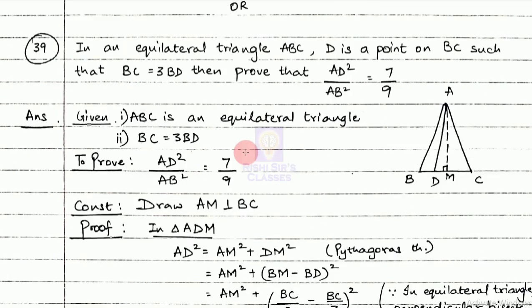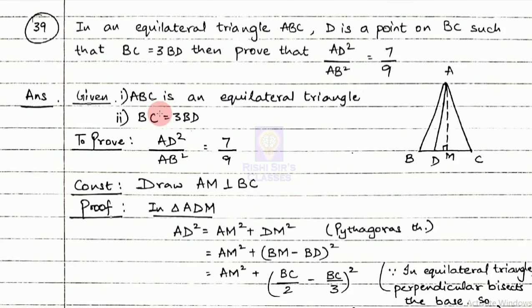Now the optional part is question number 39. In an equilateral triangle ABC, D is a point on BC such that BC is equal to 3BD. We need to prove that AD square upon AB square is 7 upon 9. This question is also from the NCERT, from the last exercise. I think it is question number 14 or 15.